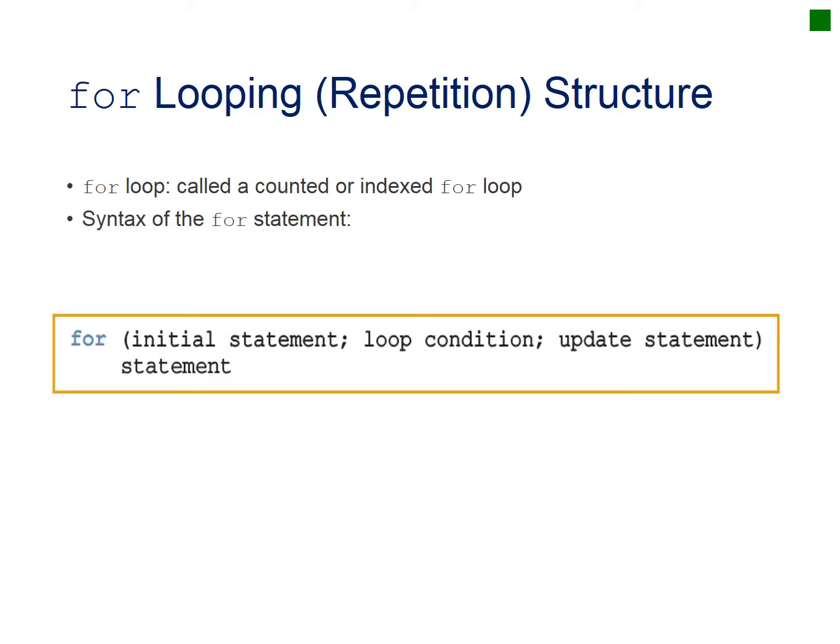For looping. A for loop is generally used to repeat a single statement until a condition is met. The syntax of a for statement is for, the initial statement, then the loop condition, then the update statement, and then a statement. The initial statement, loop condition, and update statement are called for loop control statements.